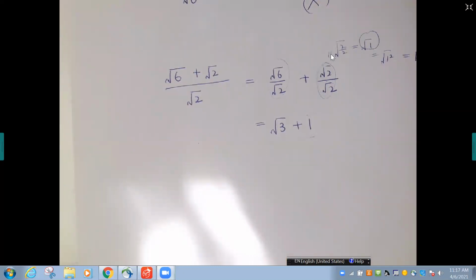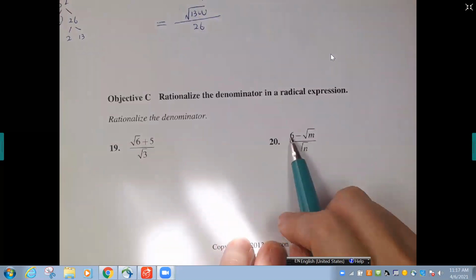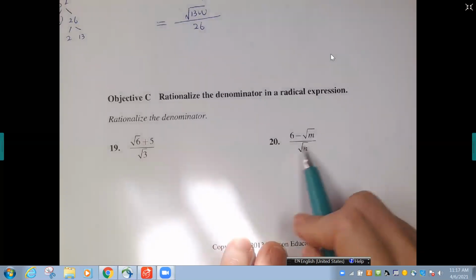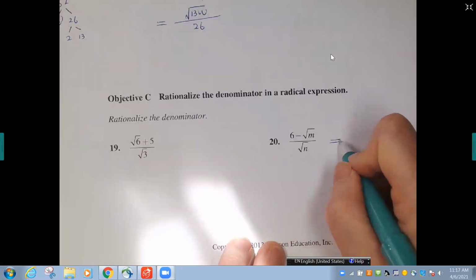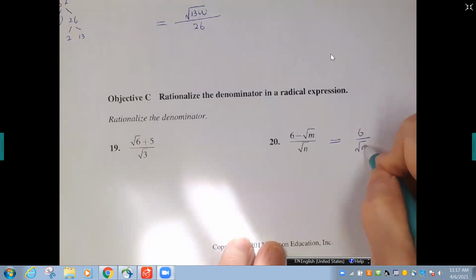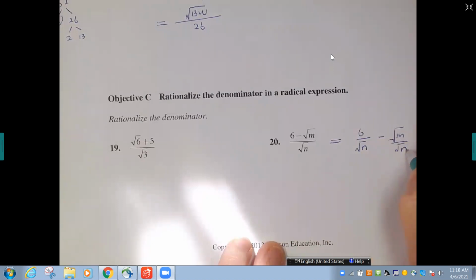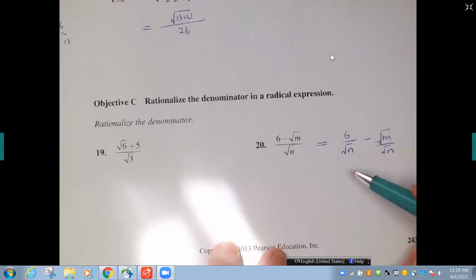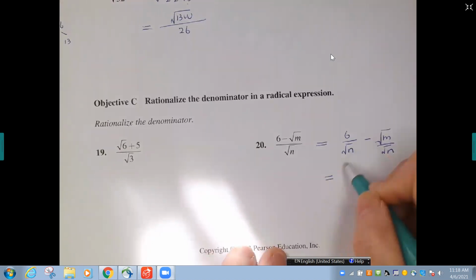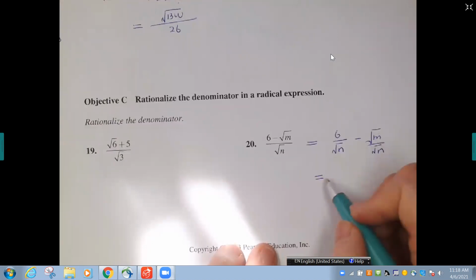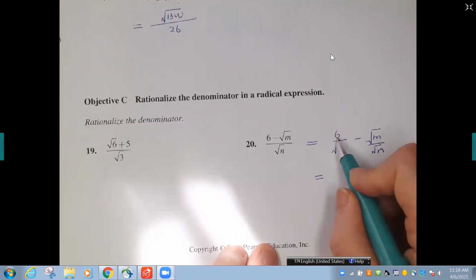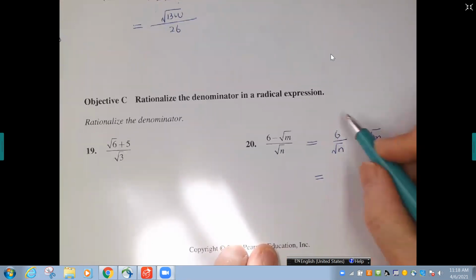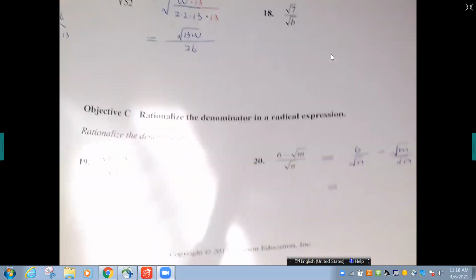Okay, one more example here. If I have this, so I have still polynomial over monomial. What does this equal to? It equals 6 over radical n and then minus radical m over radical n. So we can use the distributive law. And then we are going to simplify each one of them. Okay, this is interesting here. So this 6 is not within the symbol. All right, so how do we deal with this one? Okay, so this is a very interesting problem.